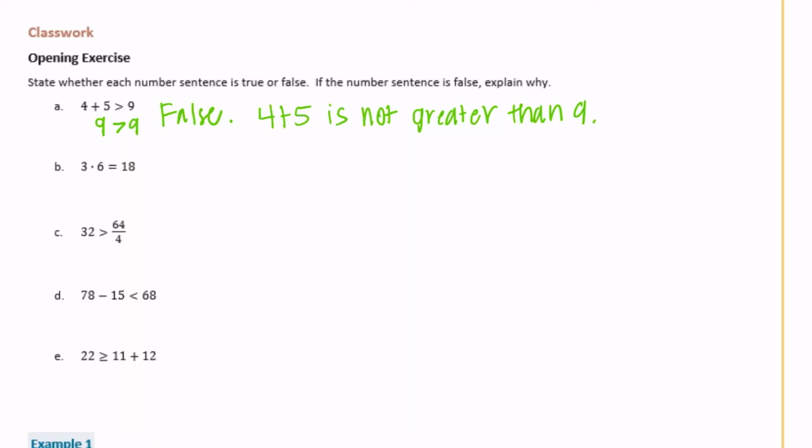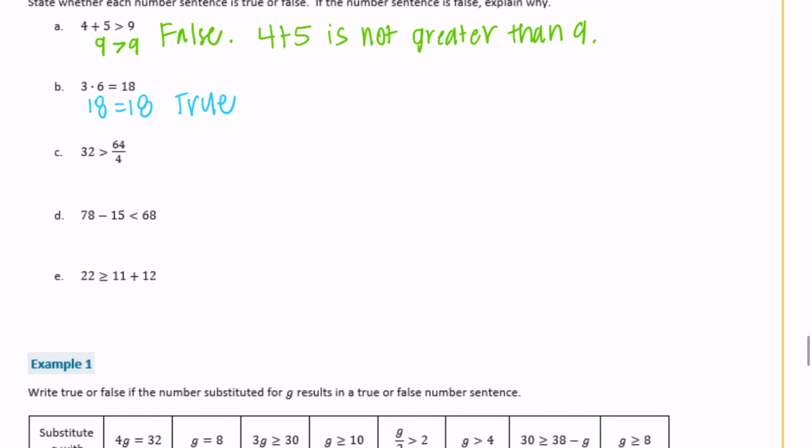Three times 6 equals 18. So 3 times 6 is 18, and 18 is equal to 18. So this is true. C, 32 is greater than 64 over 4, 64 fourths. So 64 divided by 4 would be equal to 16. So is 32 greater than 16? That is true.